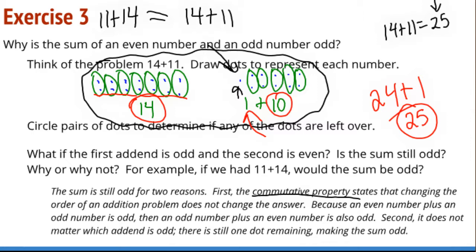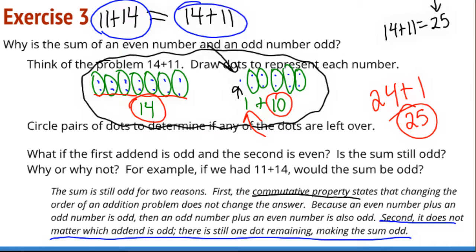But if we look a layer deeper, and I like this sentence here, this is the more important to me. The odd number is still odd. There will still be a leftover dot. Just because I have changed the order of the add-ins does not mean that the nature of the numbers has changed. The 11 here will have 5 pairs of 2 with a leftover dot. The 14 is going to have 7 pairs of 2. There is still a leftover dot. So the commutative property is a nice explanation, but I think deeper, more conceptually, thinking about what makes numbers odds and evens.